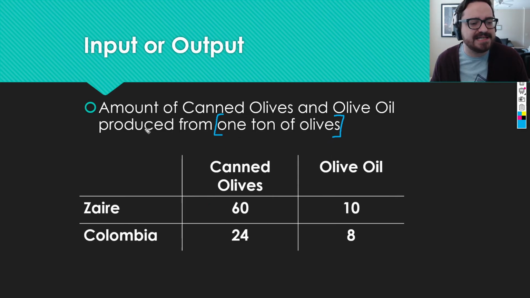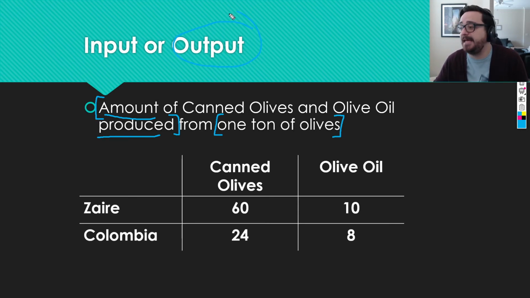The numbers in the table are the amount of canned olive and olive oil produced. The amount produced means it's the number of things being made. So it's output. The amount produced is what's changing. It's an output problem. The resource is the ton of olives. That is fixed. It's weird that they use olives for all three. I did that on purpose just to make it hard for you. So, output problem.